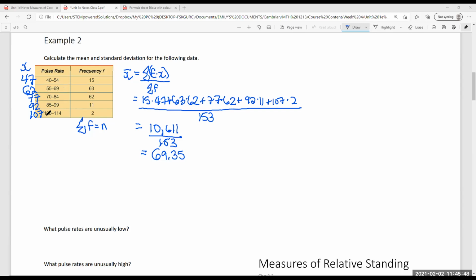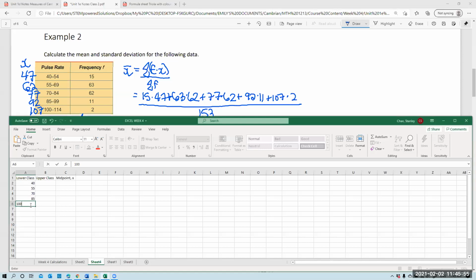Actually, am I sharing the correct screen with you? I just want to make sure I'm sharing the correct screen. Can you see my Excel spreadsheet? Yeah. Okay, yep, thank you.